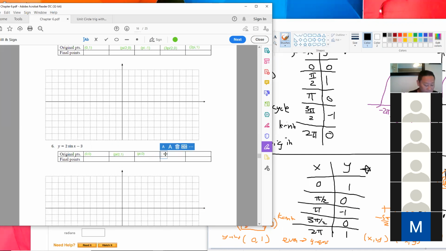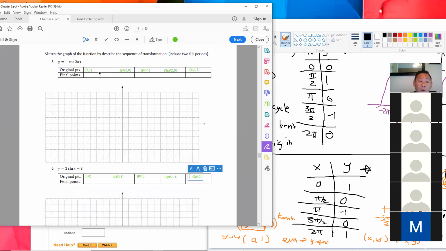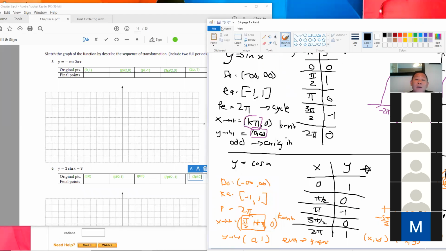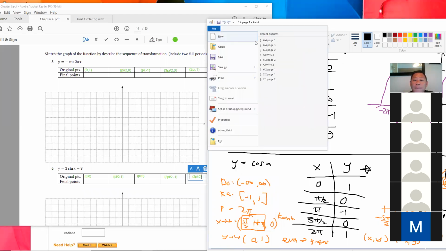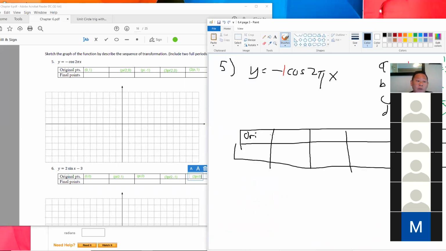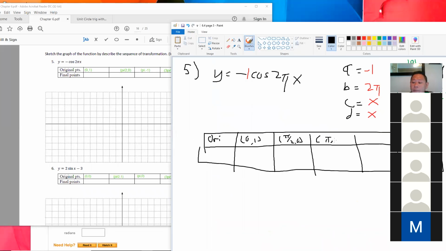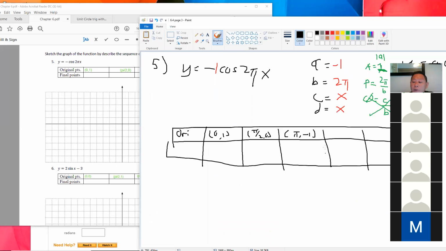3 pi over 2, negative 1. And then the last one is 2 pi, 0. So make sure you know, are we doing sine or are we doing cosine? Because if you do sine and put cosine points, or cosine and put sine points, your graph is all going to be wrong here. Okay, so this is how you figure out your original points: 0, 1; pi over 2, 0; pi, negative 1; 3 pi over 2, 0.